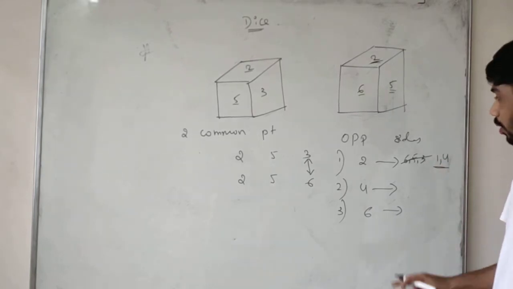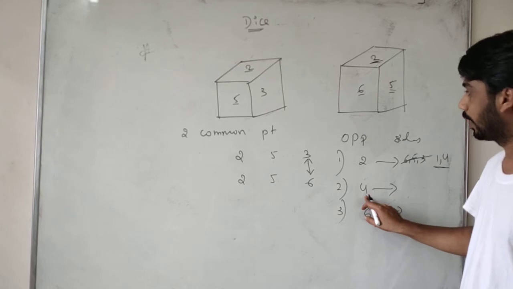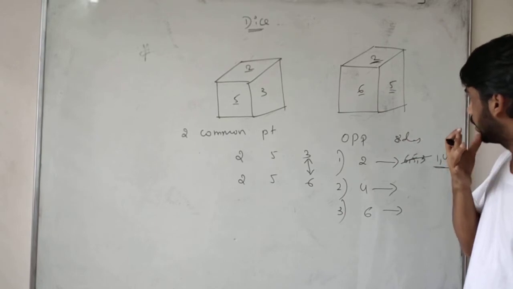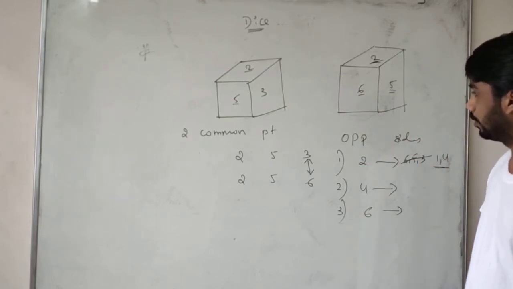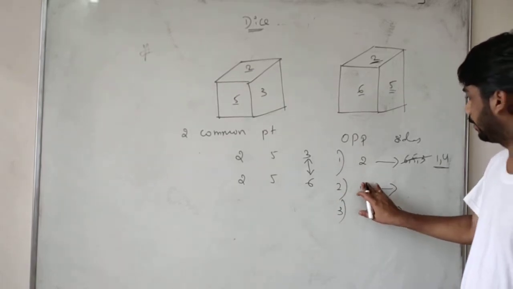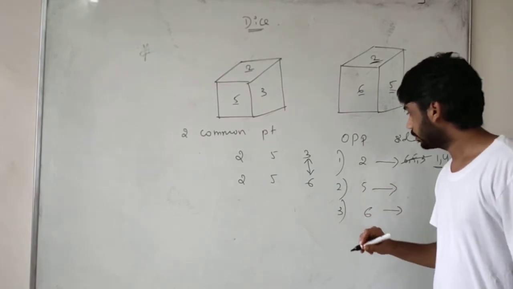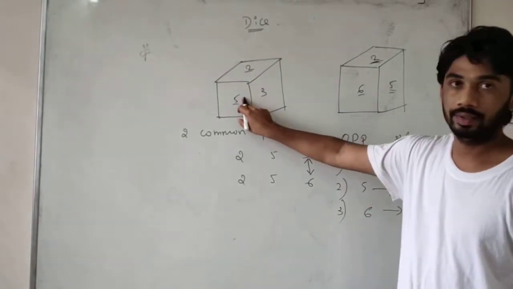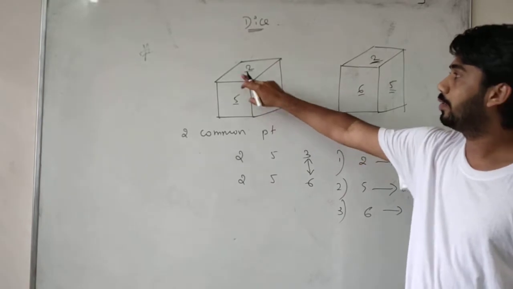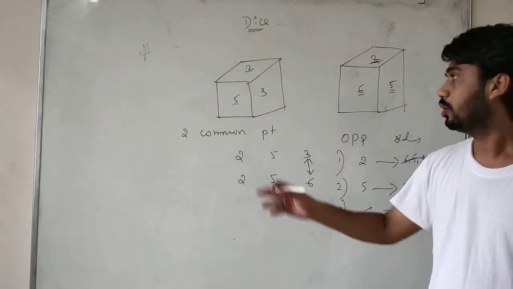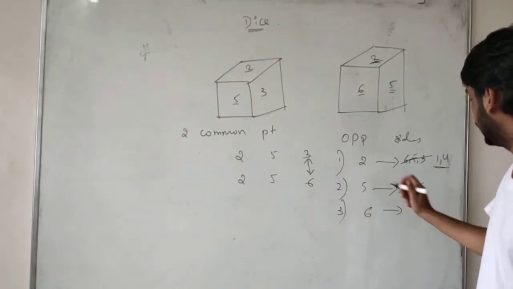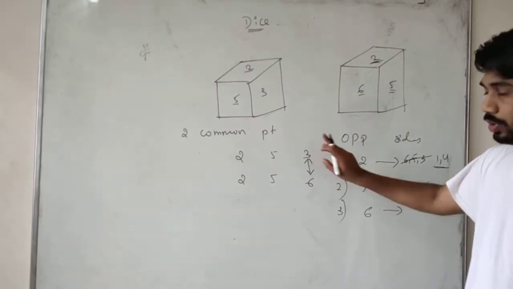Okay students, got it? Now what is the opposite of 4? 4 here is not there, 4 here is not there. So 3 and 6 will be there, and we will take 5. What is the opposite of 5? 2 and 3 definitely will not be there, because on the same dice, the opposite side we must see. So 2 and 3 are not possible, and 6 also is not possible because the opposite of 6 is 3.